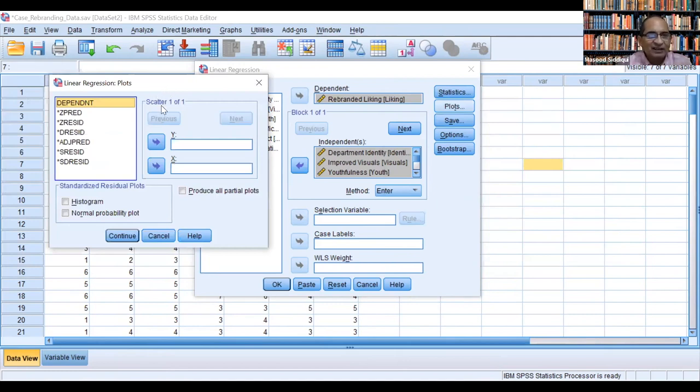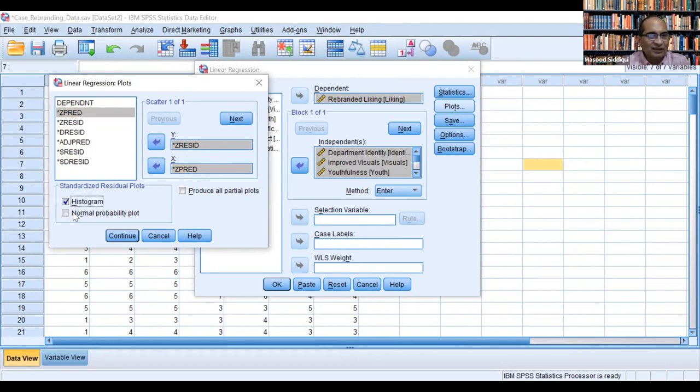So for the plots, here we have a scatter plot. So we enter Z residual. What do we mean by residual? I will explain. Z means standardized residual. I will explain what we mean by residual. So Z residual has been entered in the Y, and Z predicted. I will also explain what we mean by predicted variable or the predicted value, and Z being the standardized value. So we enter Z predicted into X.